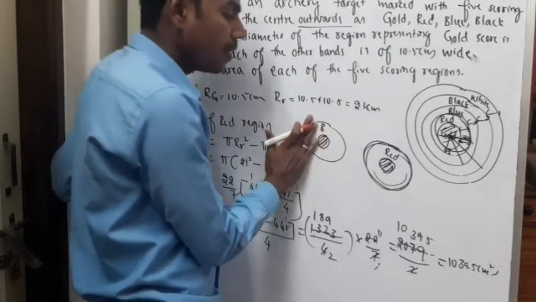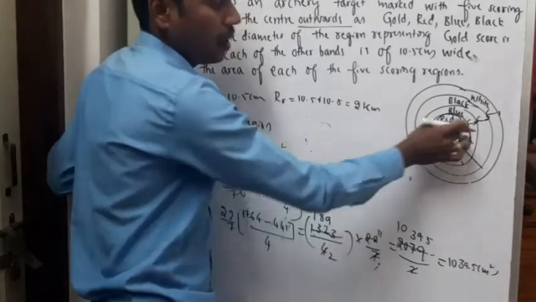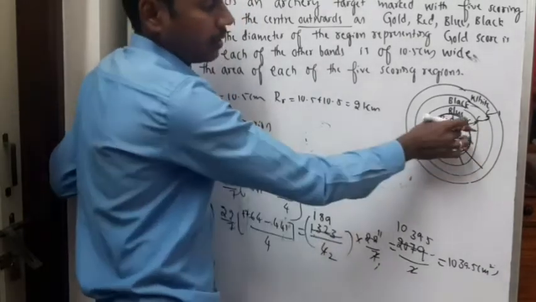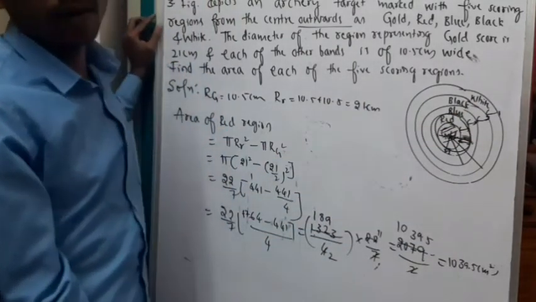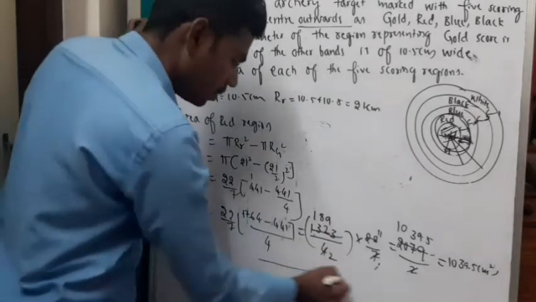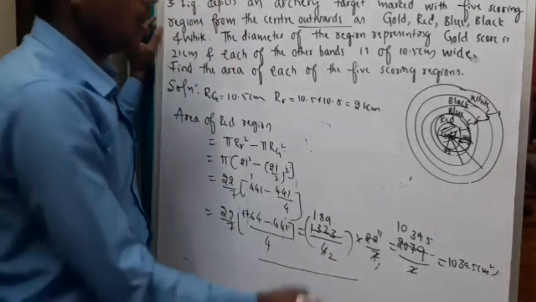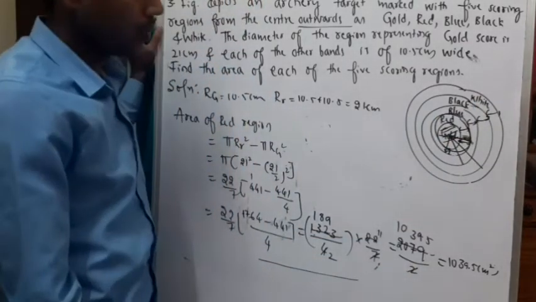So that formula you need, then that will be equal to, what will be the radius of the red? 21 for this, and for blue 21 plus 10.5, that is 31.5. So using that you need to adopt the same procedure and solve it. So the other three regions, blue, black and white, will be your homework. So please note it down.